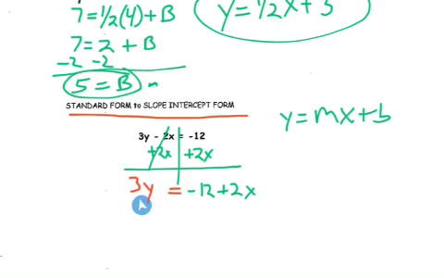And then finally, I still have this 3 attached to the y. What's attaching it to the y? Well, it's multiplication. What undoes multiplication? Division. So divide by 3. Now I have to divide everything by 3 on this side.